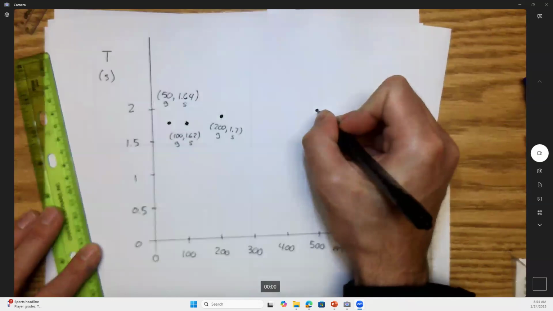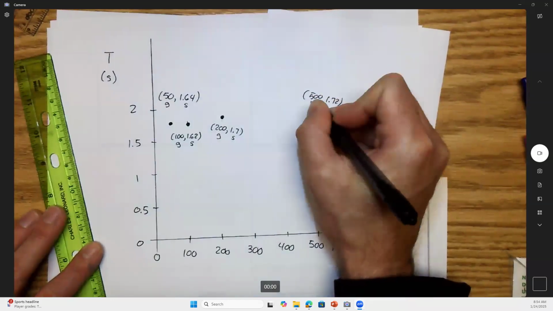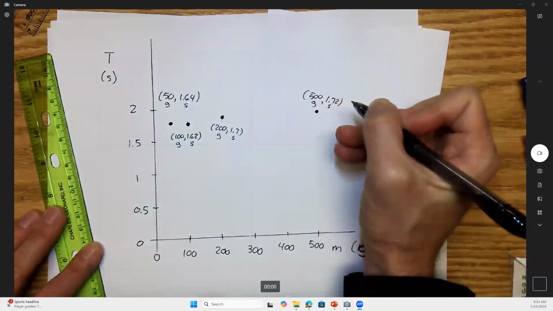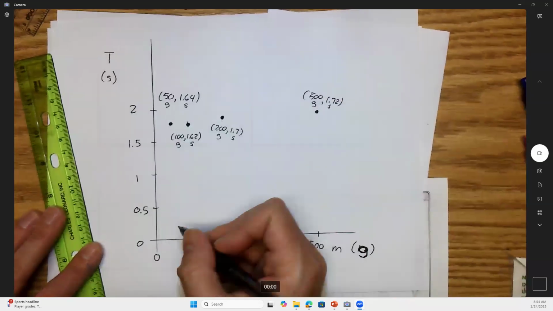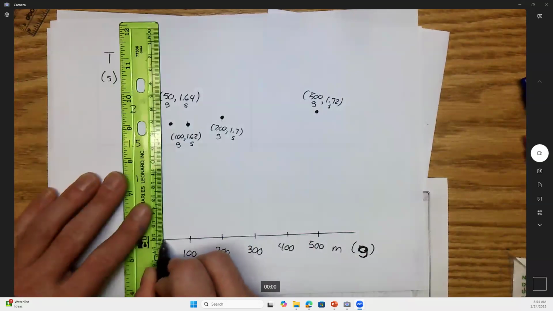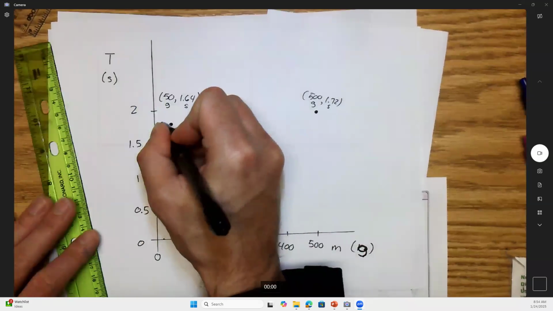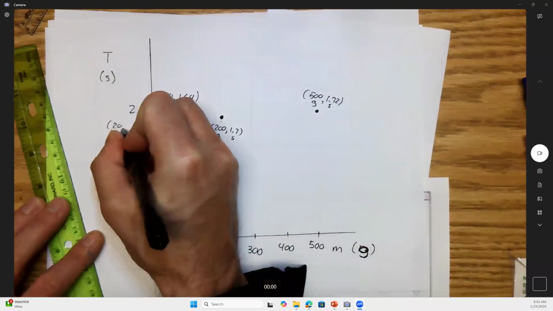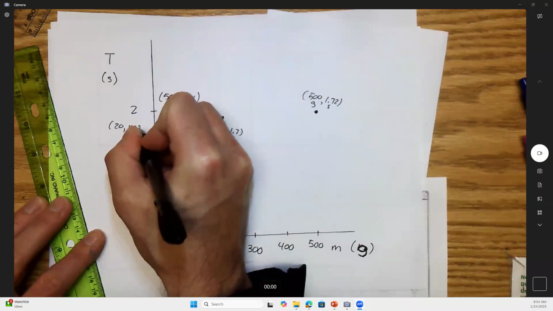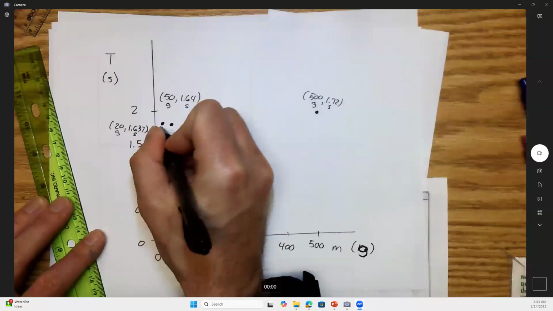1.722. All right. Got 500, 1.72. All right. So, okay. Final one is 20 grams, 1.637. All right. 20 grams and 1.637. All right. So get there. So 1.637. Okay. All right. So this is seconds, grams.